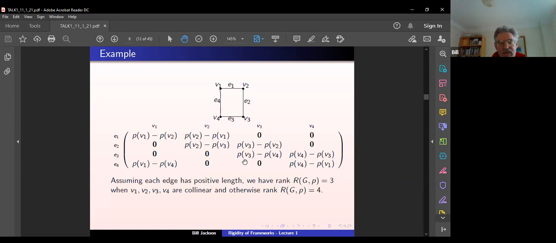So this tells us that the generic rank of this matrix, if we imagine that the points are spaced generically in d-dimensional space, then if d is 1, the rank will be 3, and if d is greater or equal to 2, the rank will be 4, and the rows will be linearly independent.